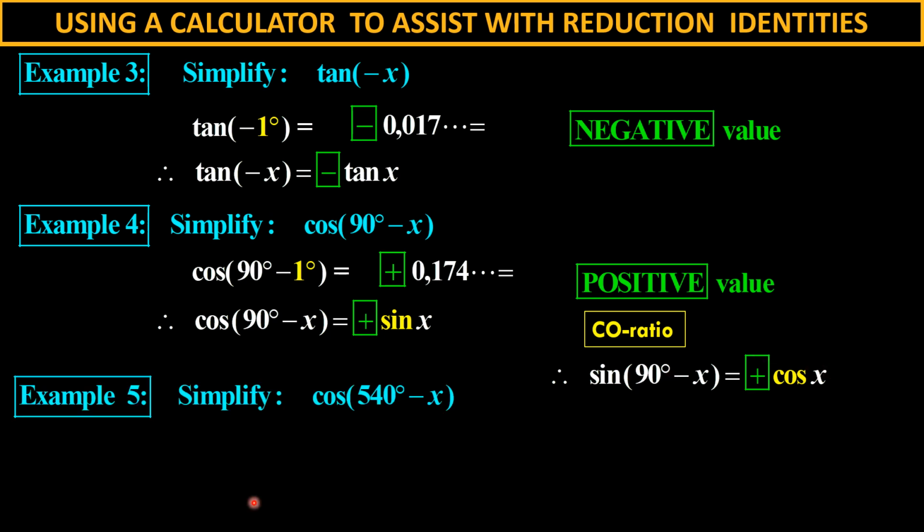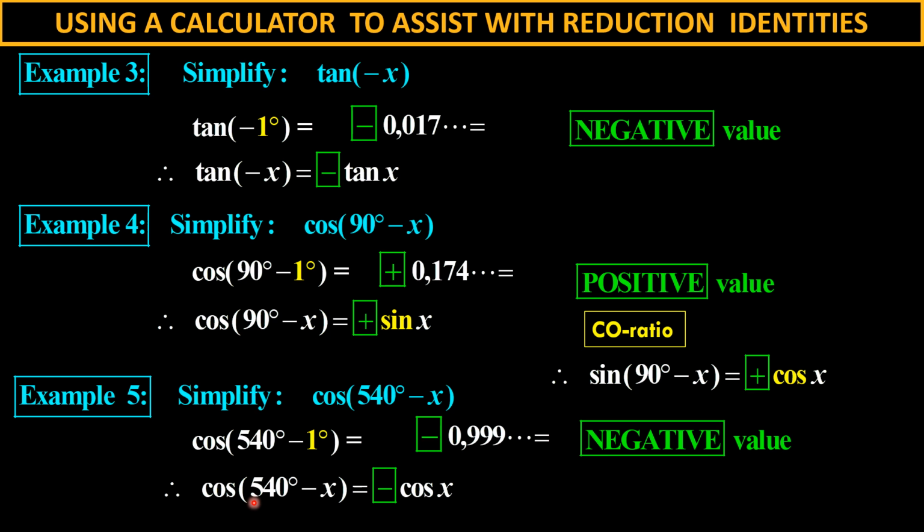Let's take another one. Cosine of 540 minus 1. That answer is going to be negative. So I know cosine of 540 minus x has to be negative, and then I can just drop the 540 and it becomes negative cosine of x. The only time it changes is when you have 90. If there's a 90 involved, a cosine changes to a sine, or the other way around, a sine changes to a cosine.